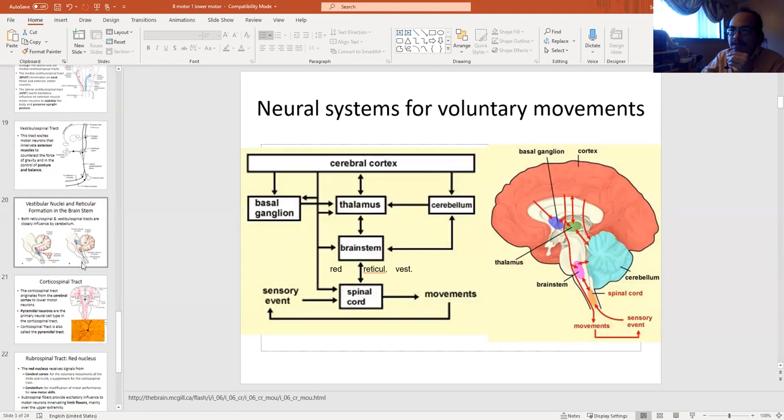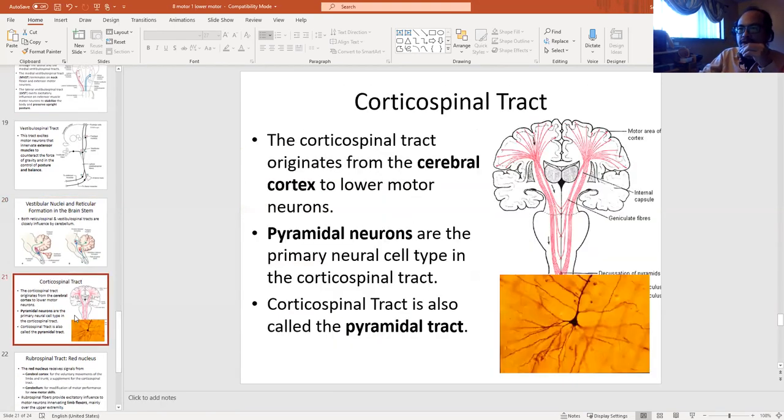So that's that one there. Now the next one is the corticospinal tracts.